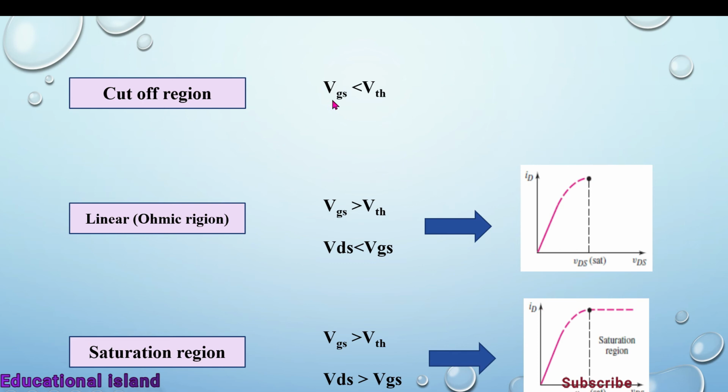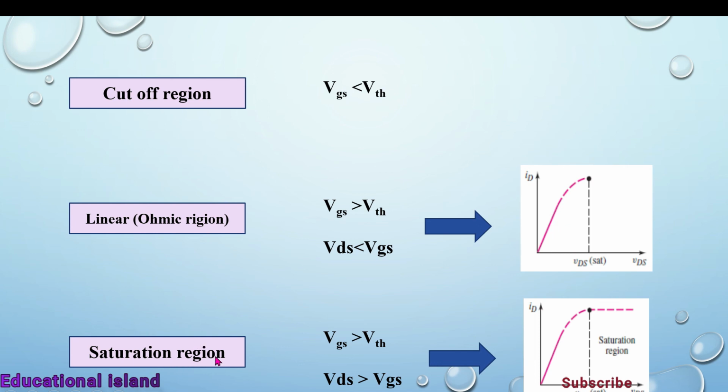In the cutoff region, when VGS is less than the threshold voltage, the device will be in the switched off condition. Then there is the linear or ohmic region. When VGS is greater than the threshold voltage, the device starts working, and when VDS is less than VGS, we have this region, called the ohmic or linear region. In the linear region, the transistor is in a constant resistance region, behaving as a voltage-controlled resistance whose resistive value is determined by the gate voltage, or VGS level.